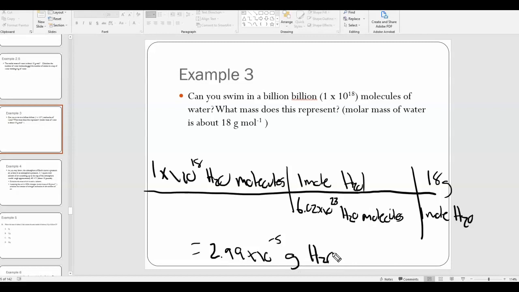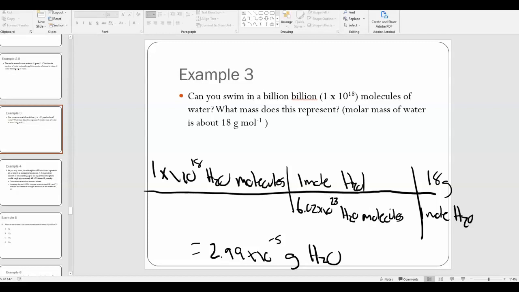Now, is that enough to swim in? Just to give you an idea, if you go to Sonic and you get a drink and you take a little piece of Sonic ice, a tiny piece of Sonic ice has a mass of about 1 gram. This is like 10,000 times smaller than that. Can you swim in that?